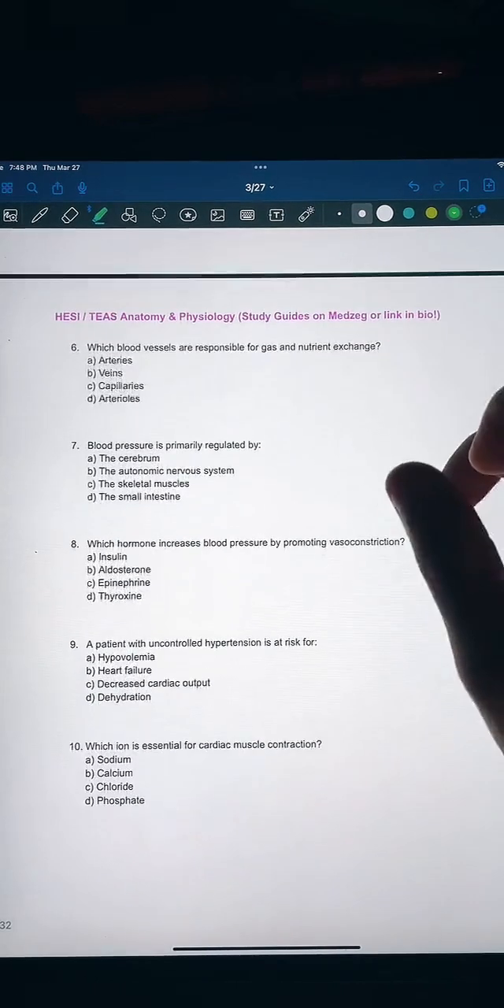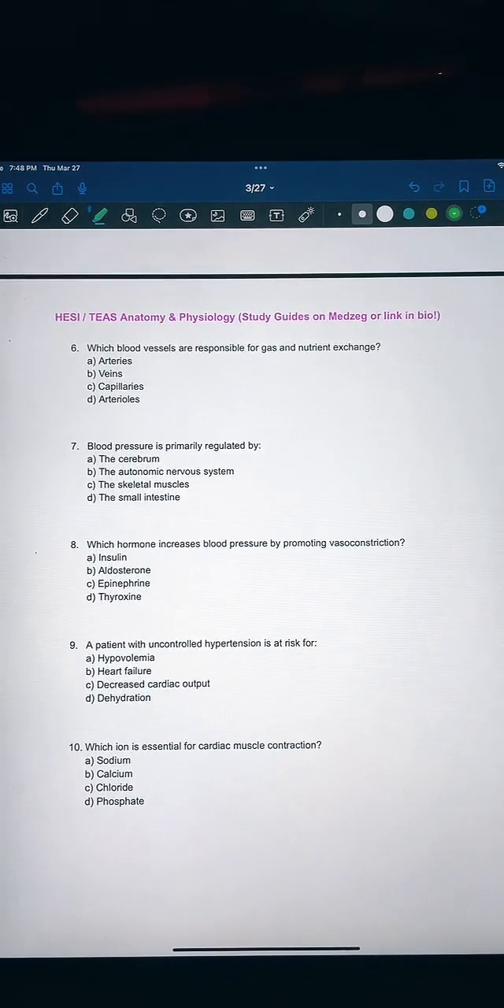Alright, moving on to number 6. Which blood vessels are responsible for gas and nutrient exchange?